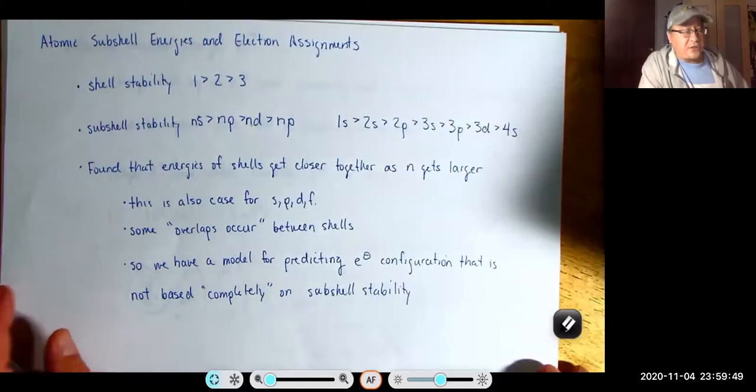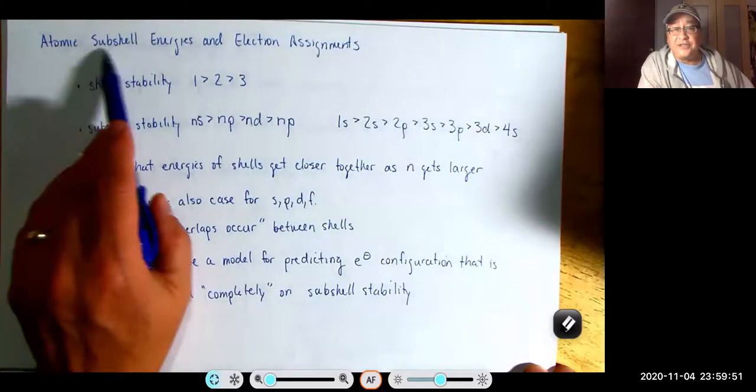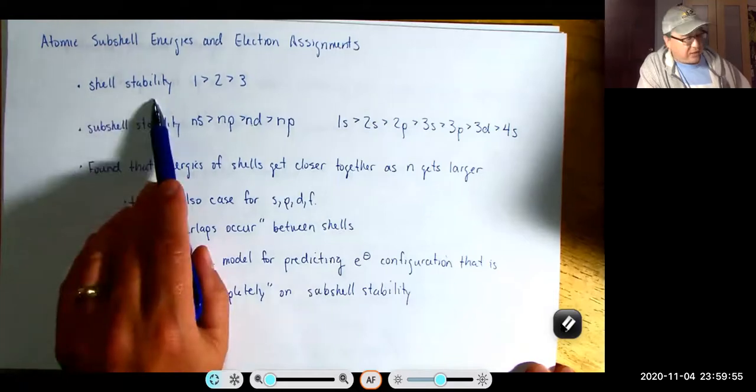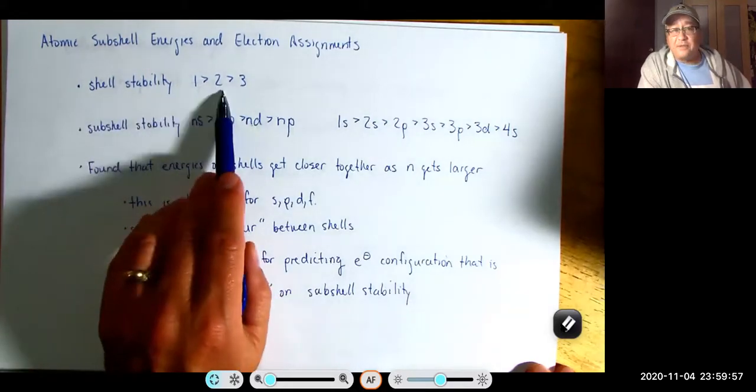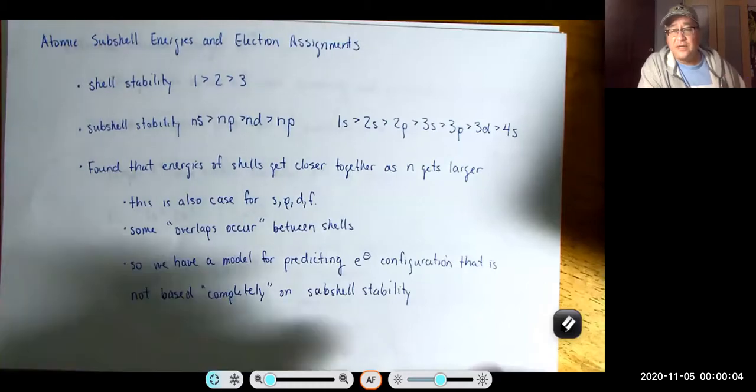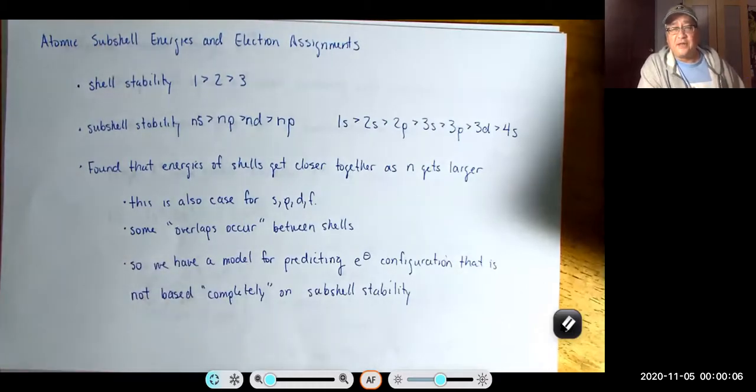All right, so let's look at atomic subshell energies and electron assignments. We already know that for shell stability, the smaller the number, the more stable the shell. So an electron in n equals 1 is more stable than in n equals 2, and that has to do with the proximity of the electron to the nucleus. The closer it is to the nucleus, the more stable it is.